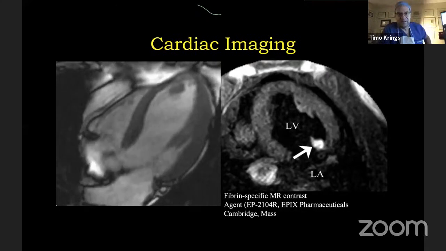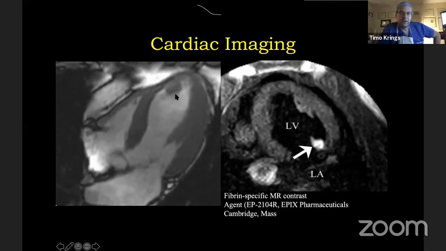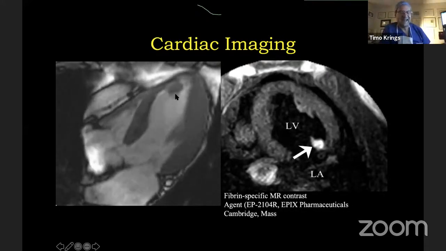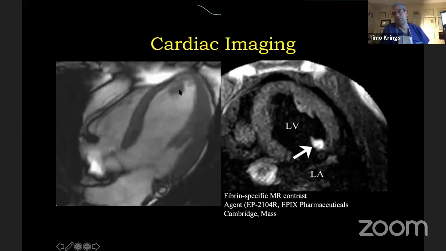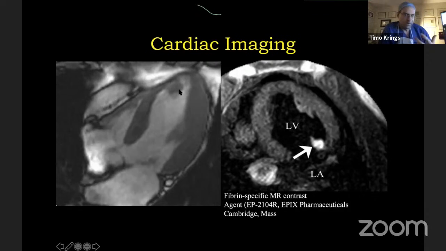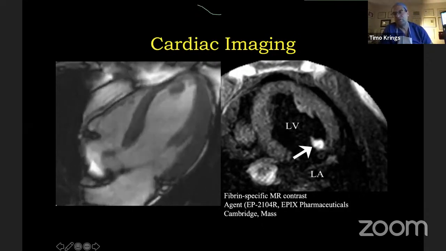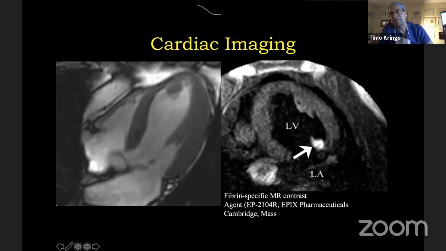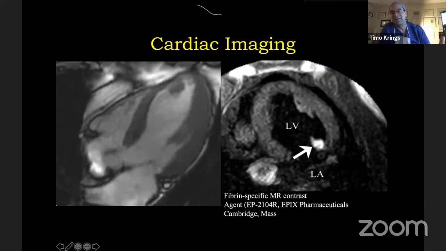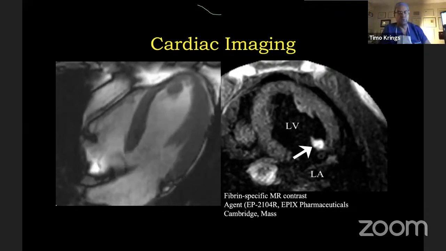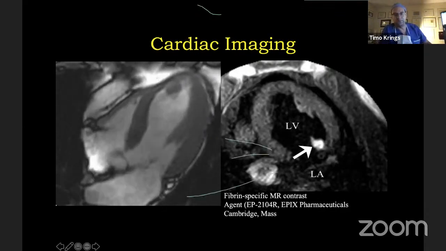In this patient here, we saw on EKG-gated cardiac imaging a focal thrombus present within the wall. And by using an intelligent contrast agent, a fibrin-specific contrast agent, you can identify that this is indeed an acute clot that is sitting in the left ventricle, waiting to fly up to cause another stroke.